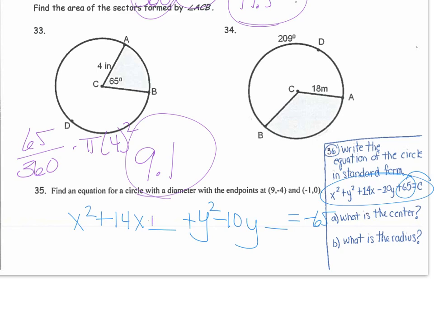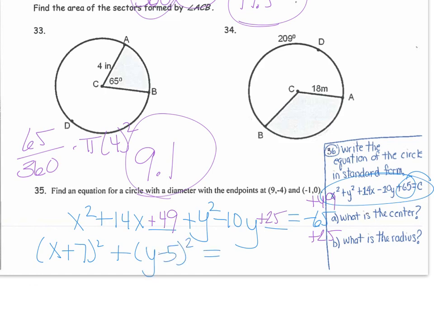Complete the square. Plus 49. You magically added 49 over there, you have to magically add 49 on the right. I get plus 25 when I complete the square of my y's. I have to add 25 to the other side. Factor twice. Oops, not y. X plus 7 squared plus y minus 5 squared.